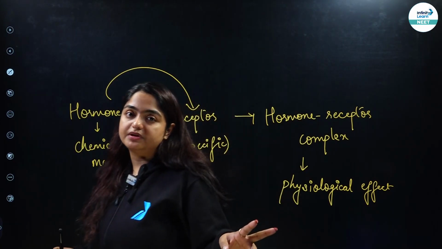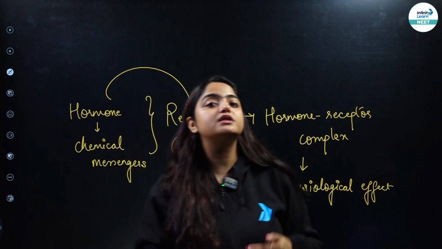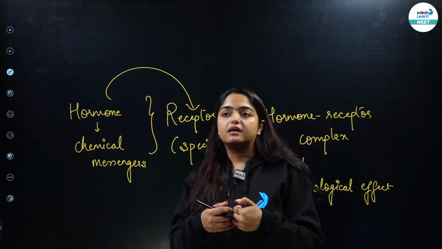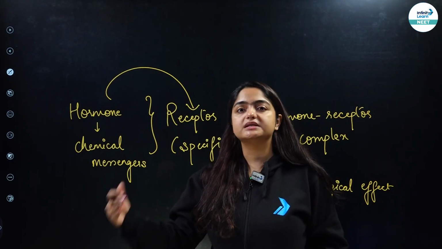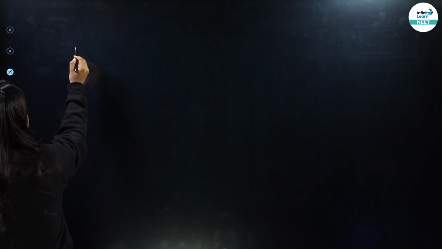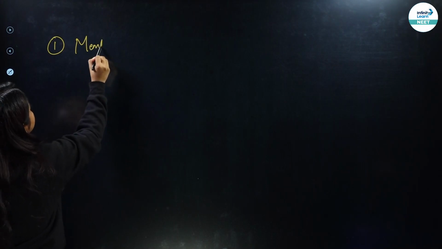Because the receptors are of two types, the action or the mechanism of the hormone also varies on the basis of what kind of receptor is there. So now we'll discuss the mechanism of action. Here, firstly, let's talk about the membrane-bound receptor.